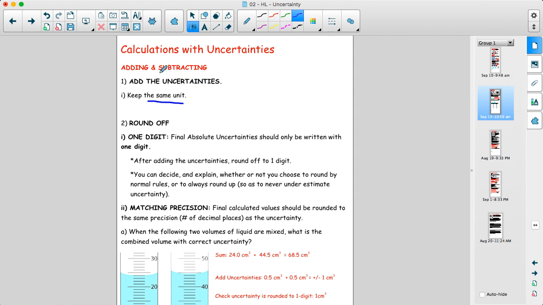The key just being to remember that even when you're subtracting two values, like if you're using a balance and you put a weigh boat down first and you record the mass of the weigh boat and then you add something to it, and so after you take the masses, you're going to subtract out the mass of the weigh boat. The idea is that you still add the two uncertainties together. So the more measurements you use, you have to add up all the uncertainties from the different measurements.